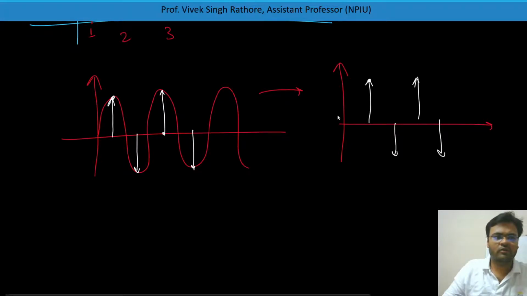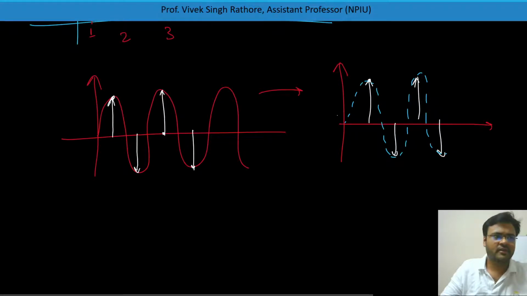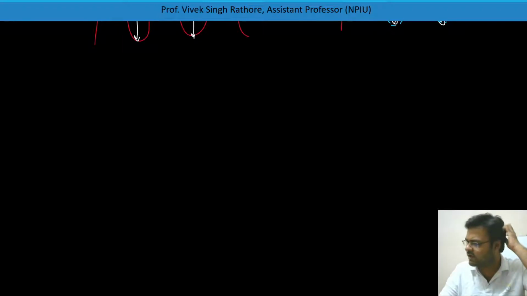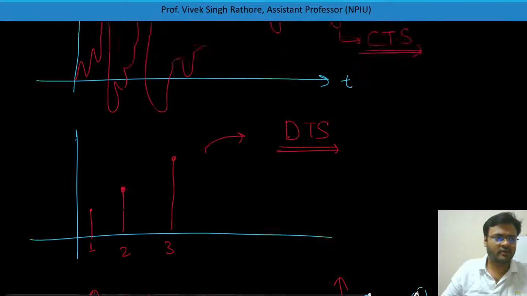If you can plot, then definitely it can be plotted like this, but not accurate. For that we need the sampling theorem, that is the Nyquist sampling theorem, and then we can plot it easily. I was telling you that for a discrete time signal we need to perform uniform sampling from a continuous time signal. So how do we represent these discrete time signals?